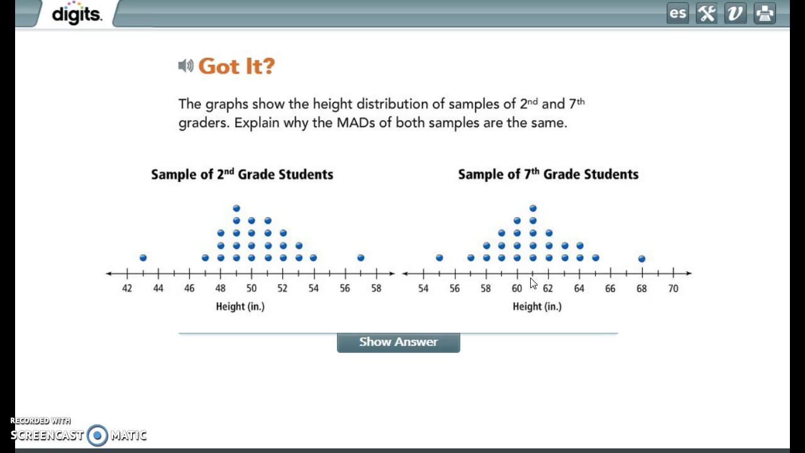So because the mean absolute deviation, the MAD, shows us how far apart the data is spread, we see that the data for both dot plots is spread out about equally, which is why the MADs are about the same. So what this is showing is that regardless of if students are in 2nd grade or if they're in 7th grade, most of the heights of students are around the same. They're about within 2 inches of the median height.